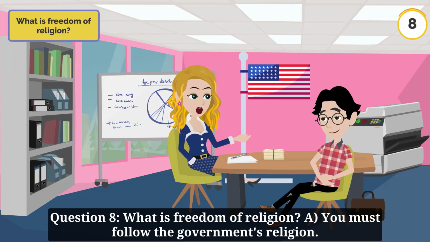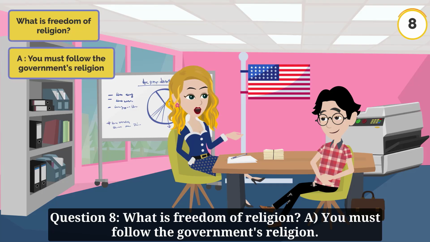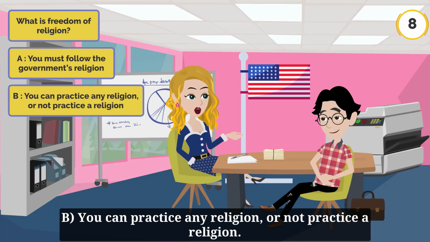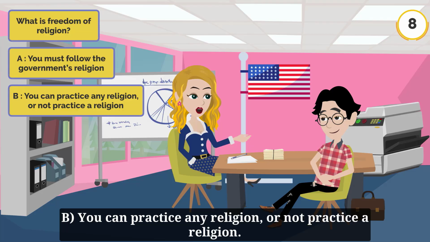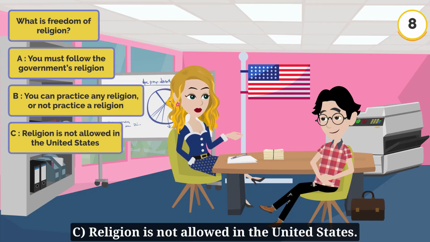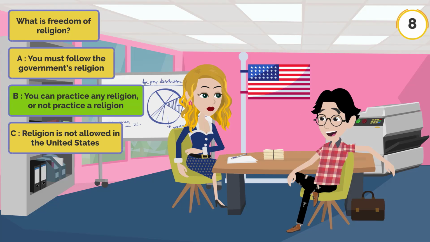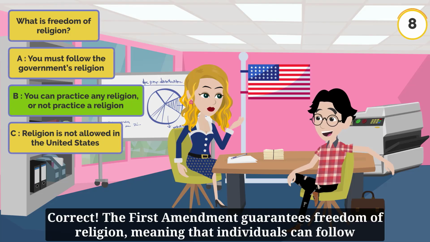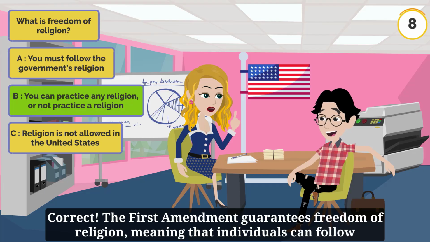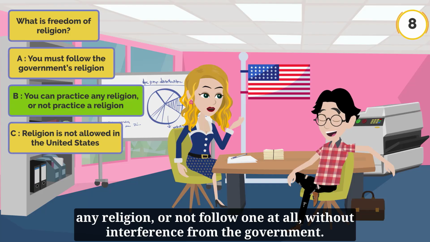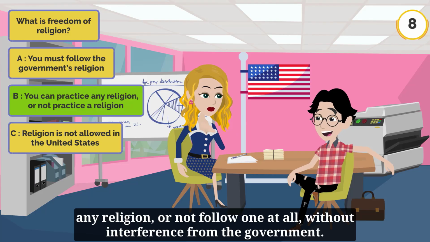Question 8. What is freedom of religion? A. You must follow the government's religion. B. You can practice any religion or not practice a religion. C. Religion is not allowed in the United States. I'll go with B. You can practice any religion or not practice a religion. Correct. The First Amendment guarantees freedom of religion, meaning that individuals can follow any religion or not follow one at all without interference from the government.